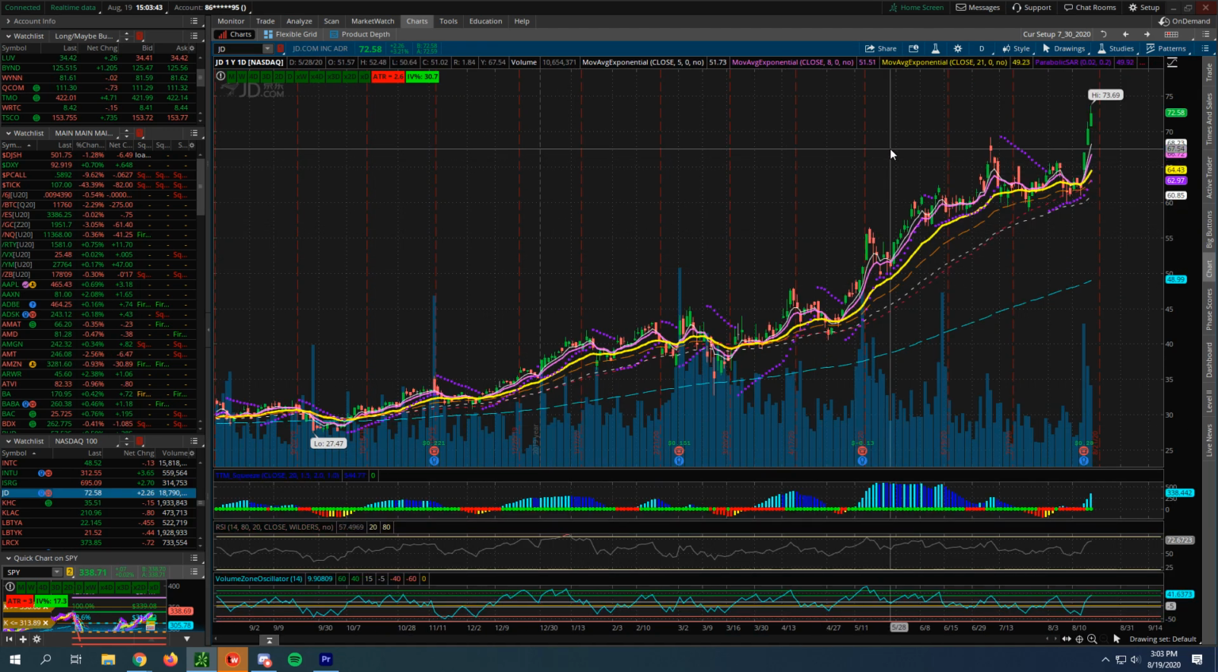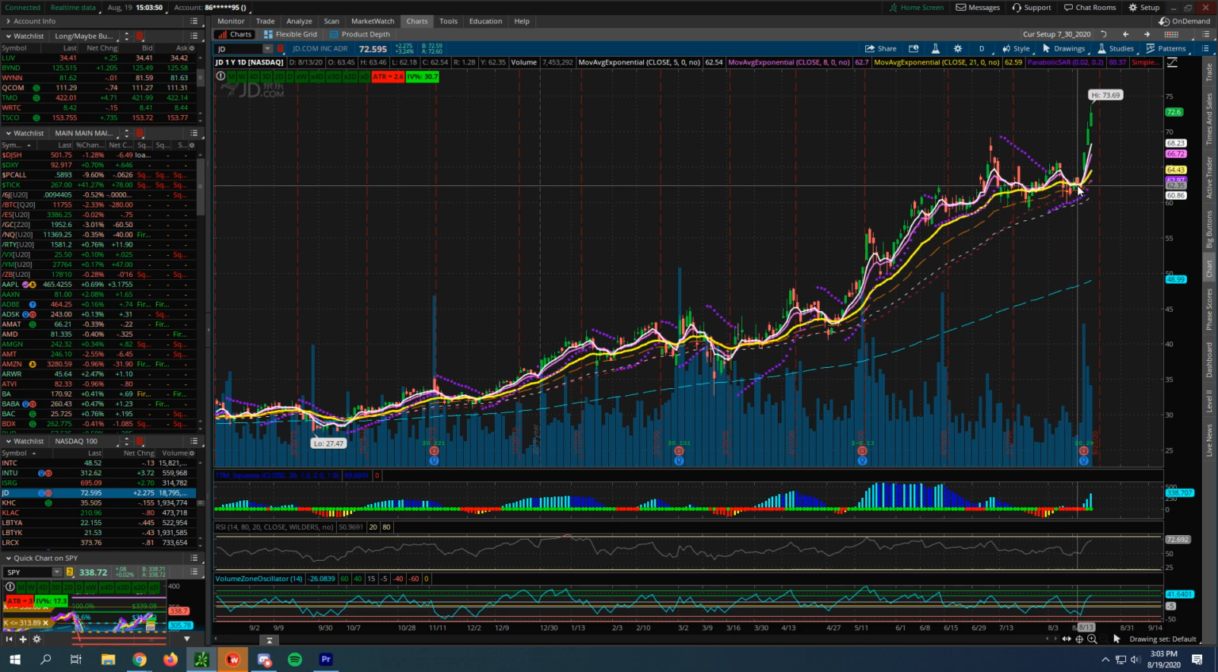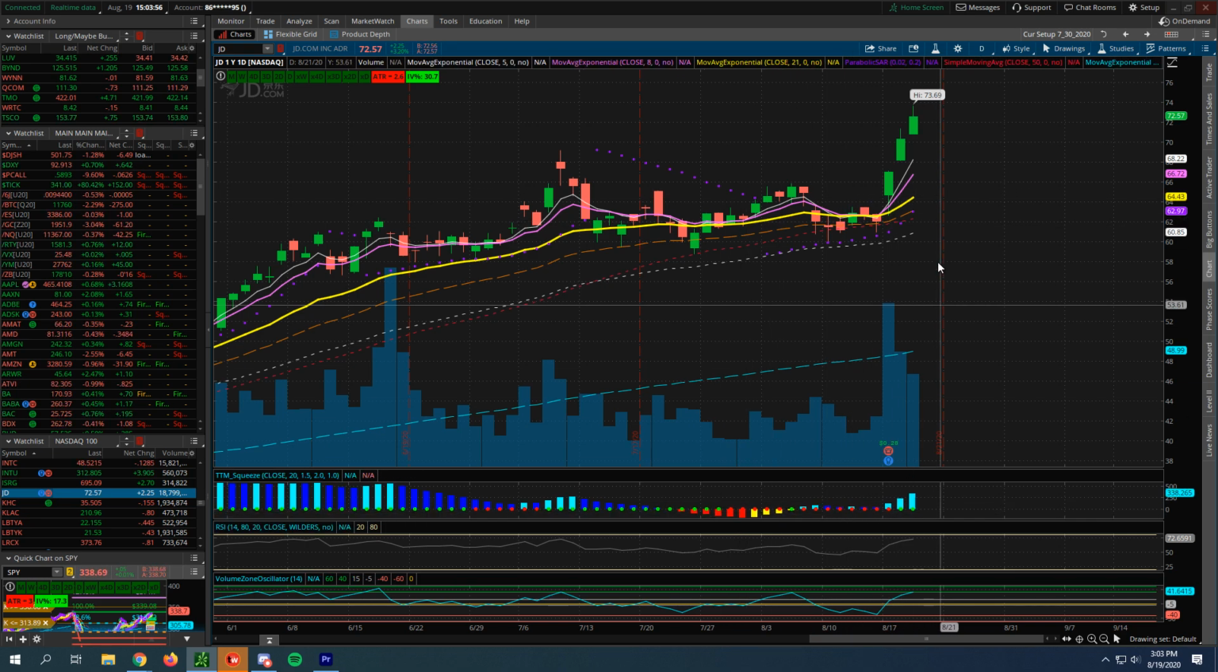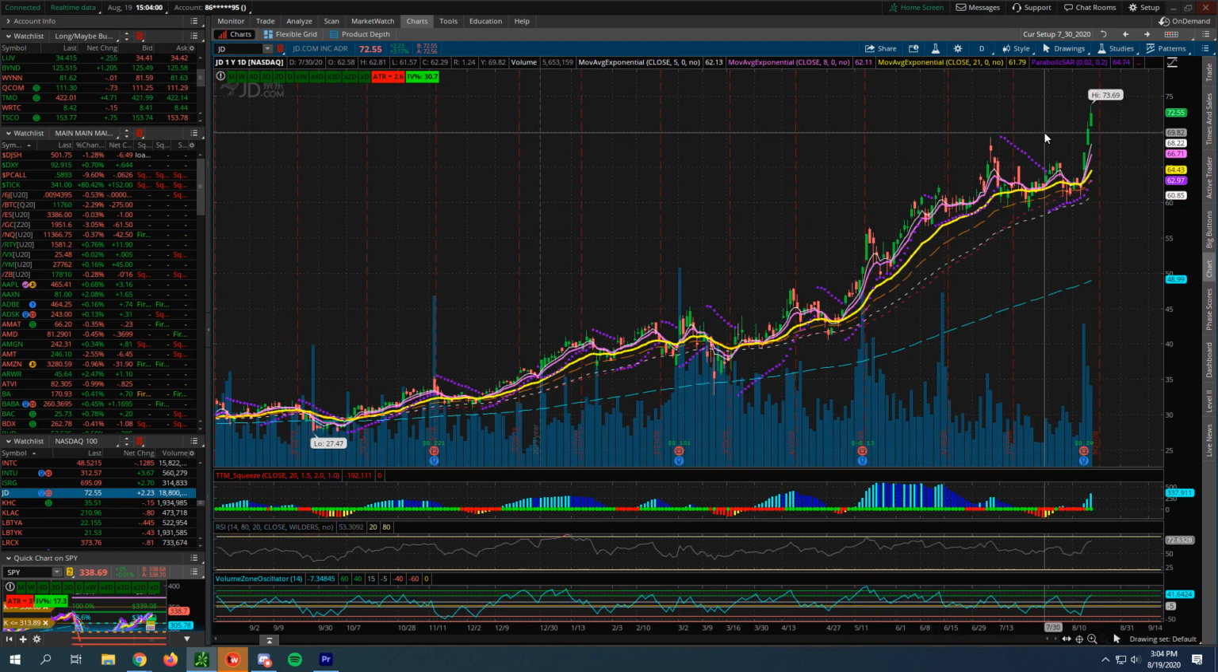JD, whew, this thing's been fire. Really holding that 21 EMA, consolidating in this pattern here. Really just trading sideways, waiting for earnings to come out. We had that squeeze set up, a lot of volume coming in, and it's now rocketing higher substantially.